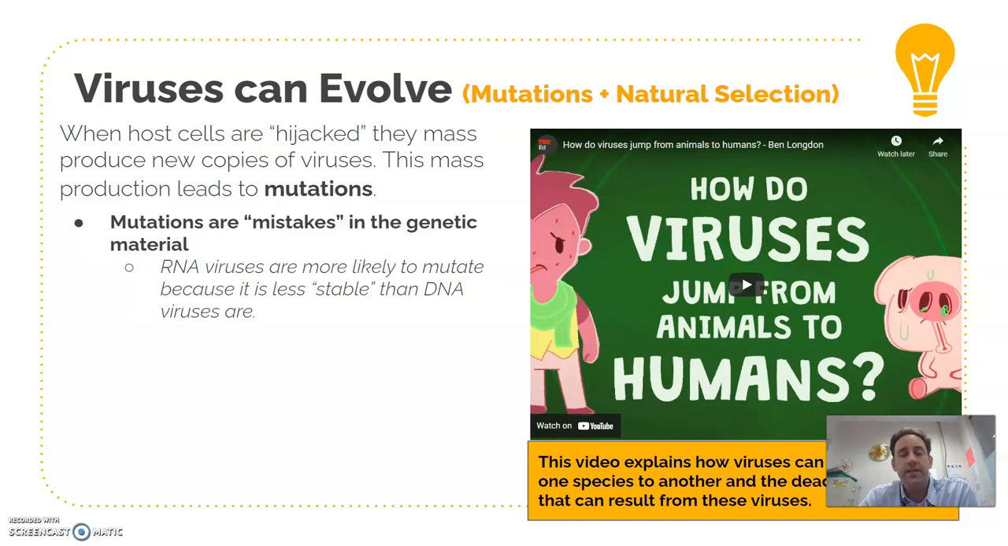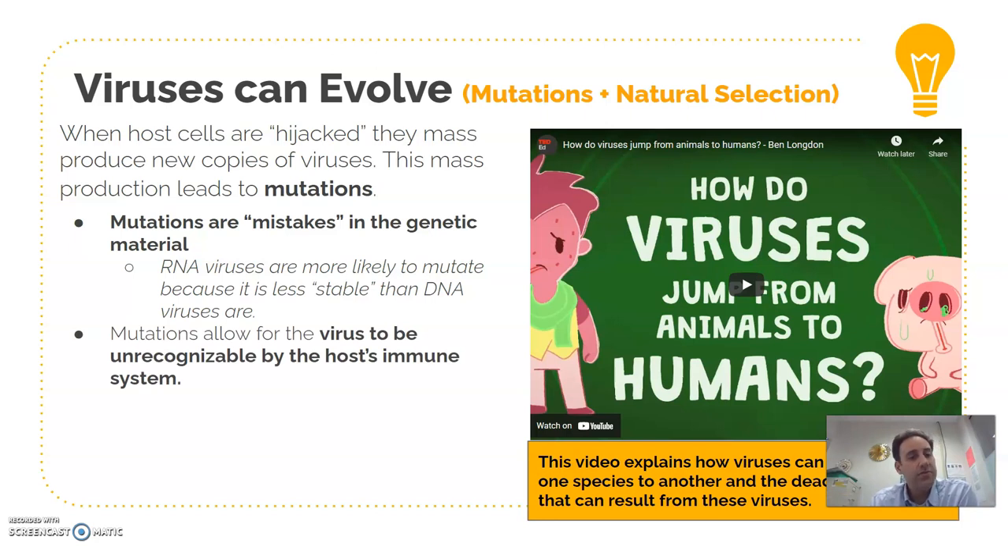And the reason why is that when your DNA is copied, there's this proofreading mechanism that kind of kicks in. The cellular machinery actually checks to make sure that the DNA is being copied properly. RNA viruses, they don't have that proofreading mechanism. And so as a result, when RNA is copied, there's no proofreading, which means more mistakes happen, which means more mutations occur. And those mutations let the virus be unrecognizable by the host cell's immune system, potentially, which then becomes problematic.